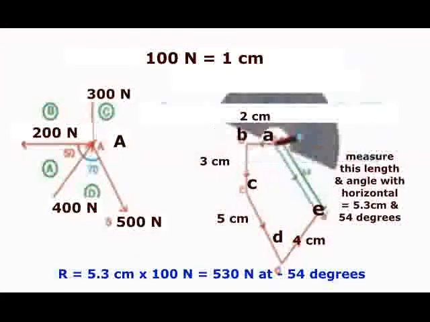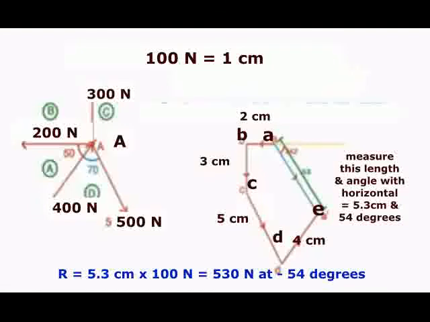Now, as you can see over here, this particular length A dash we have measured, and it is 5.3 multiplied by the scale. The scale that we have chosen is 1 centimeter is equal to 100 Newton. So 5.3 into 100, that is 530 Newton, and it is making an angle of 54.2 degree with the positive x-axis. So in this way, we can calculate the resultant in magnitude and direction of this particular coplanar concurrent force system.